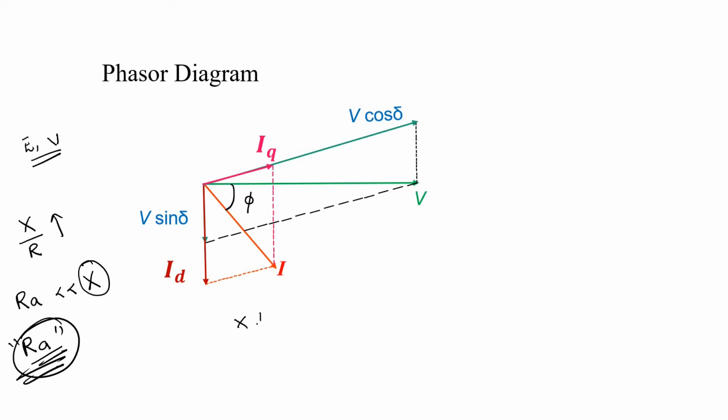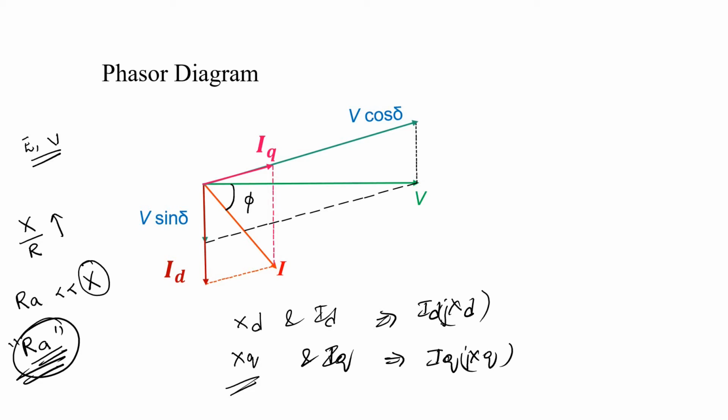We have two different reactances, that is XD and XQ values. Similarly, we have two different currents, ID and IQ. Then the respective drops you can represent as ID into JXD drop and IQ into JXQ drop. Whichever current we are multiplying, perpendicular to that this drop will go. That means the ID XD drop will be perpendicular to the current ID.